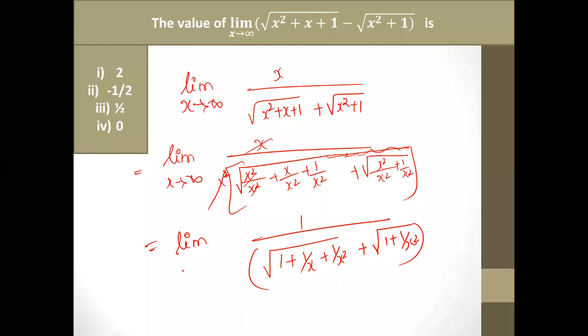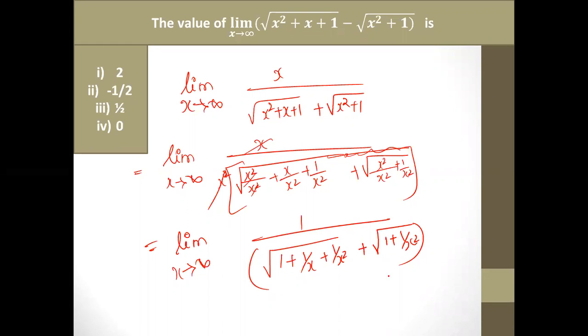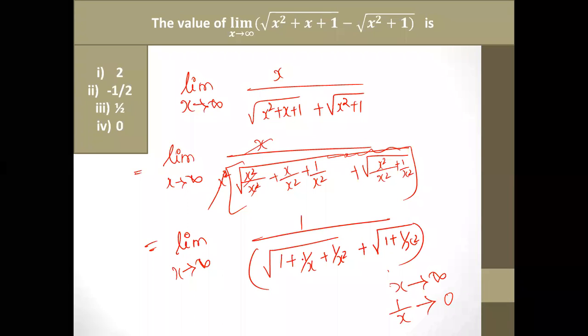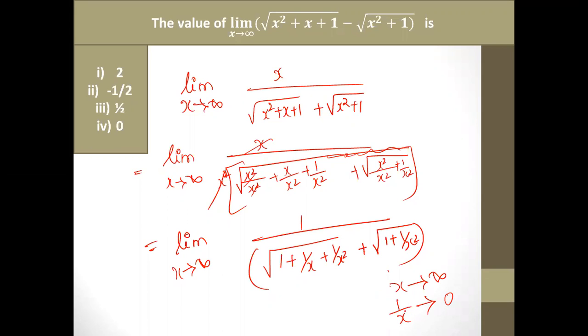Now if you put x tends to infinity, where does 1 by x go? As x goes to infinity, 1 by x becomes 0. Wherever you have 1 by x, put it as 0. If 1 by x is 0, even 1 by x square is also 0. So tell me the answer. Wherever you have 1 by x and 1 by x square in this expression, put it as 0.